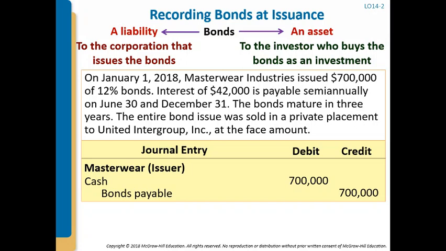And then on June 30th, they're going to recognize interest expense on the interest paid of $42,000, and of course their credit's going to be to cash.